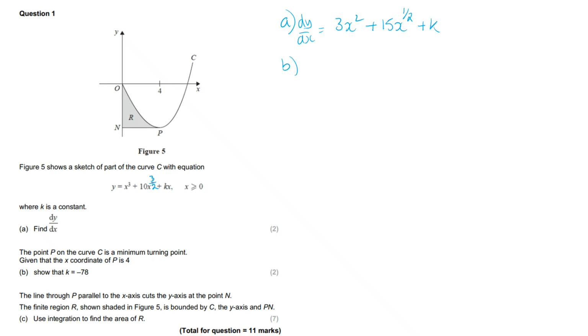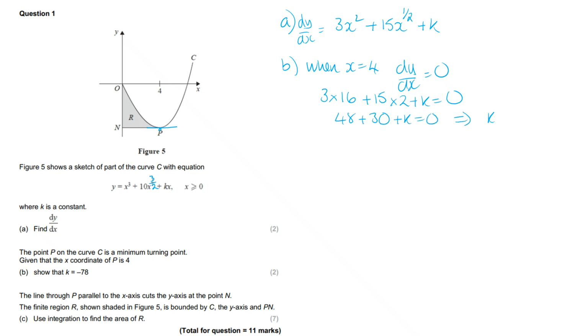Then in part B, we're told that at the minimum point P, x is 4, and at the minimum point, dy by dx is equal to 0. So when x is equal to 4, dy by dx is equal to 0. So we just substitute 4 into the expression we've got. So that's 3 times 4 squared, which is 16, plus 15 times the square root of 4, which is 2, plus k must equal 0. So 48 plus 30 plus k is 0 tells us that k is minus 78.